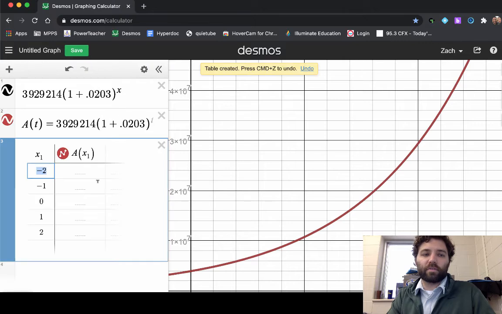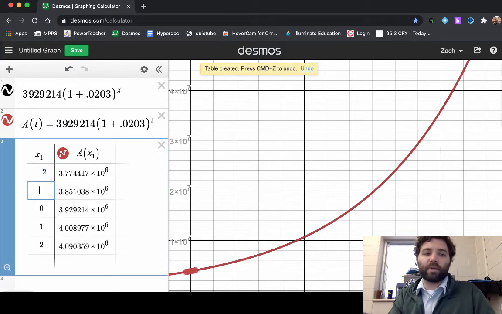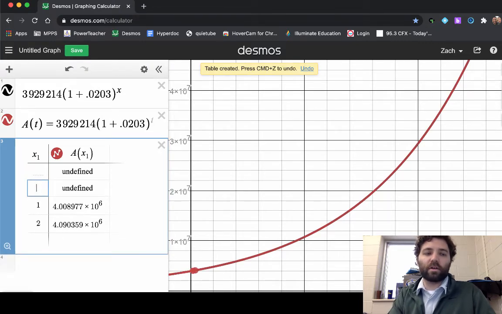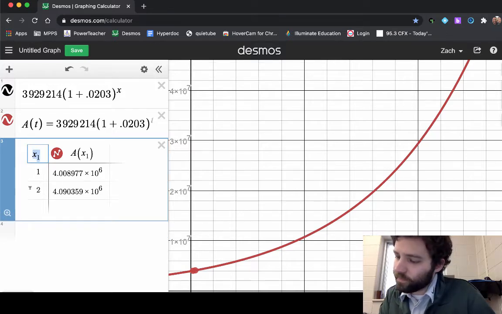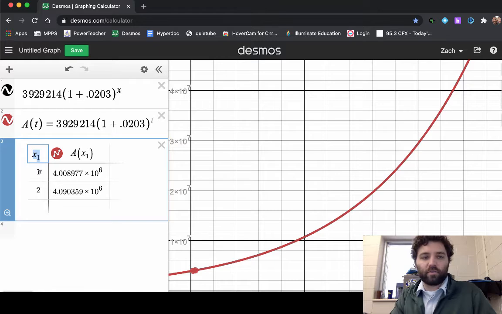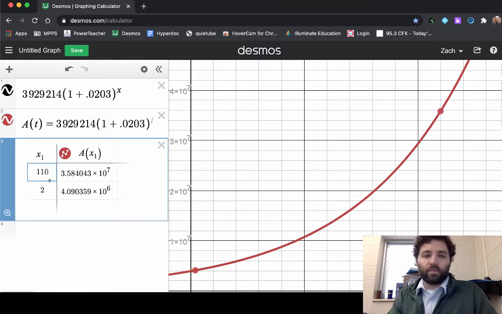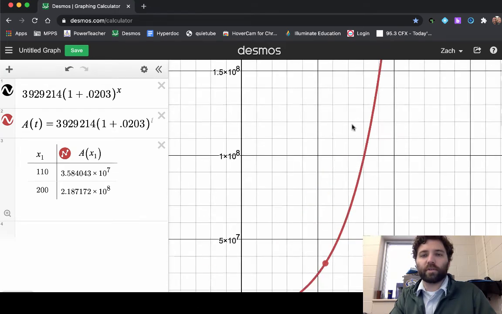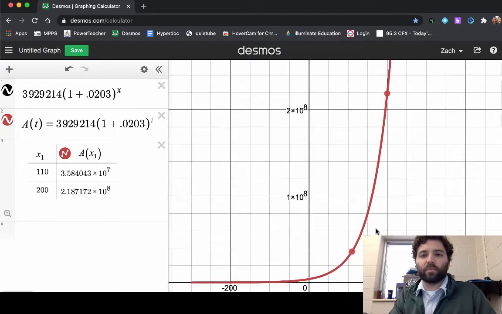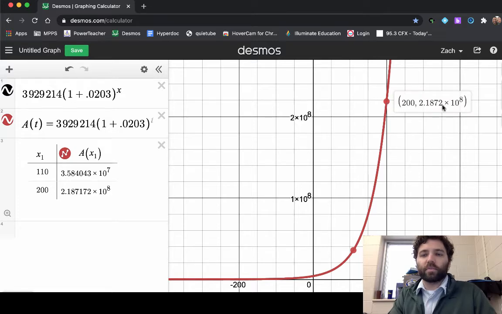If you want to turn this into a table, you could say, all right, well, what was the population in the year 1800, or I'm sorry, 1900. That'd be 110 years later. So if you plug in 110, you can get the population right there, okay? And if you want it 200 years later, so 1990, you get the population right there, okay? And so you can even see those points popping up on the graph. There's 200. 2.18 times 10 to the 8th, okay?